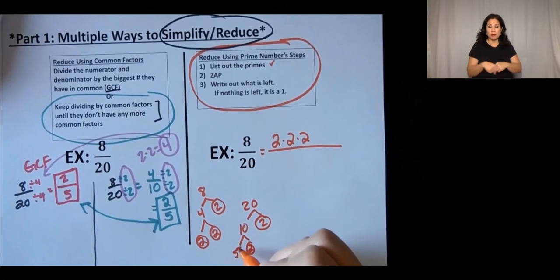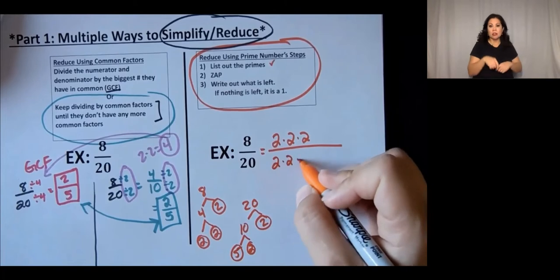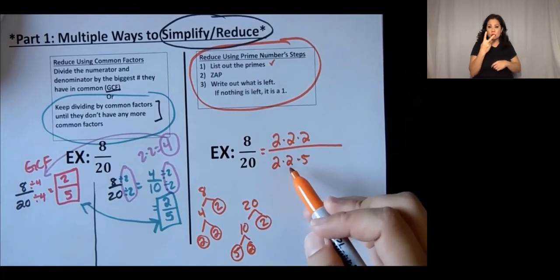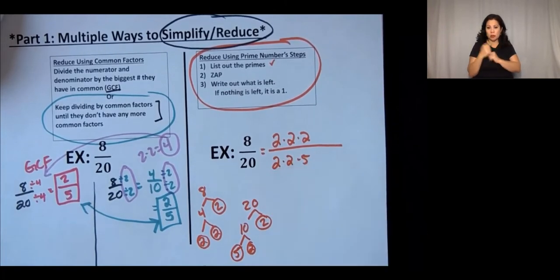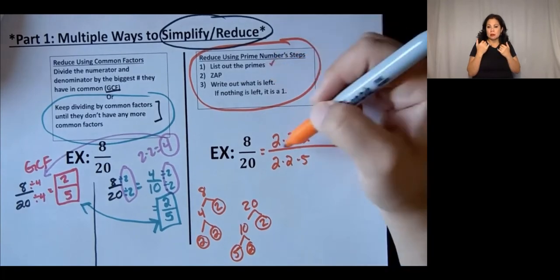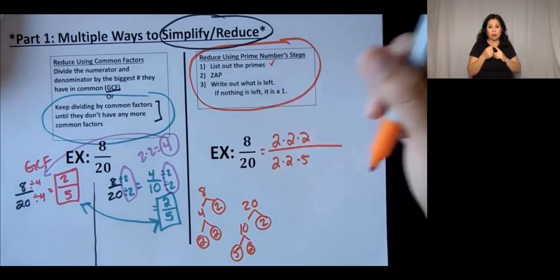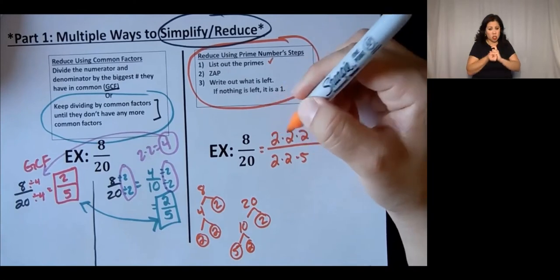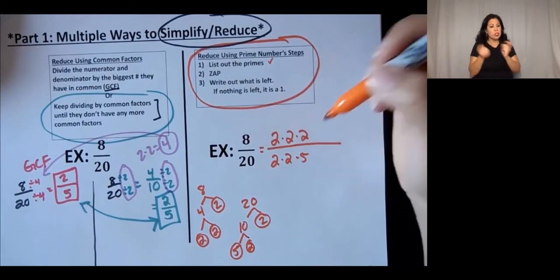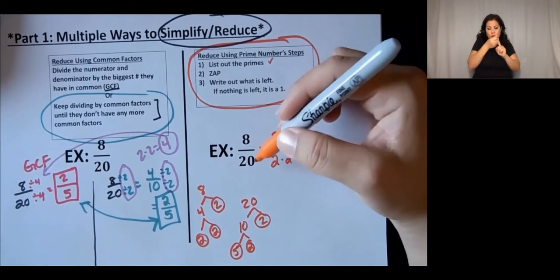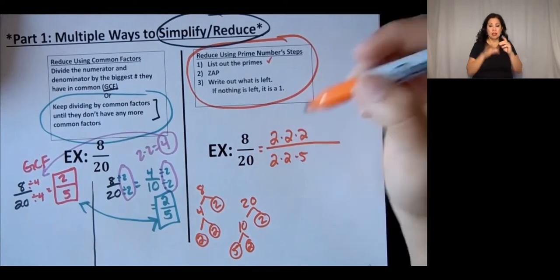Now for 20, I know that 10 times 2 is 20. 5 times 2 is 10. So I have 2 2s and a 5. Let's just make sure. 2 times 2 is 4. 4 times 5, 20. There we go. Now, I listed out my primes for each. I haven't changed the value of it, I just changed the way that it looks. I just broke 8 down into its prime factors, and I broke 20 down into its prime factors.